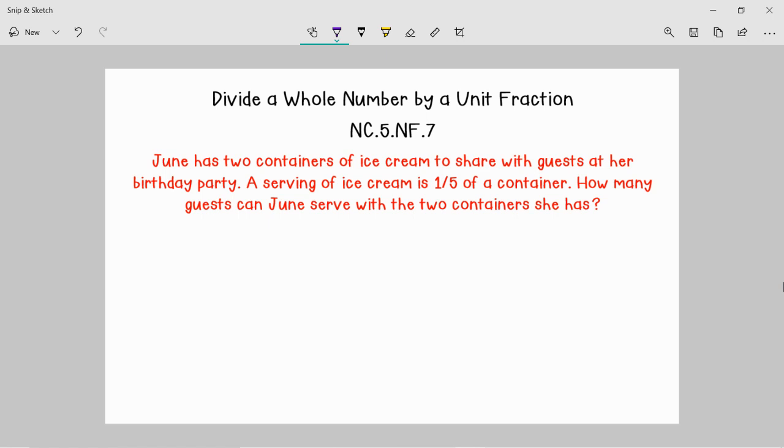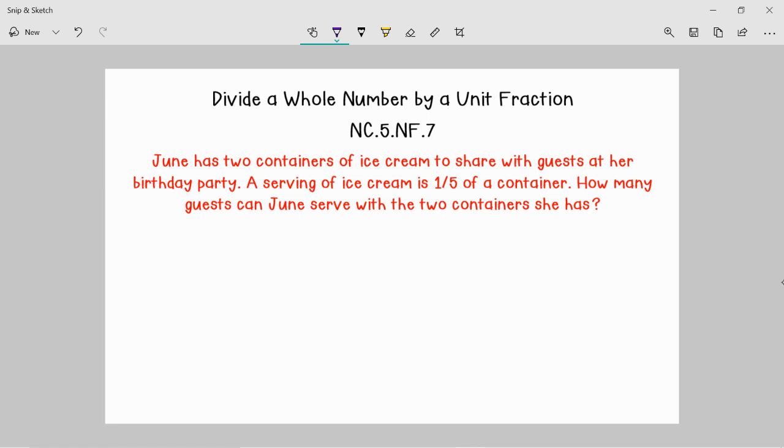Let's take a look at the word problem here. This says, June has 2 containers of ice cream to share with guests at her birthday party. A serving of ice cream is 1/5 of a container. How many guests can June serve with the 2 containers she has?